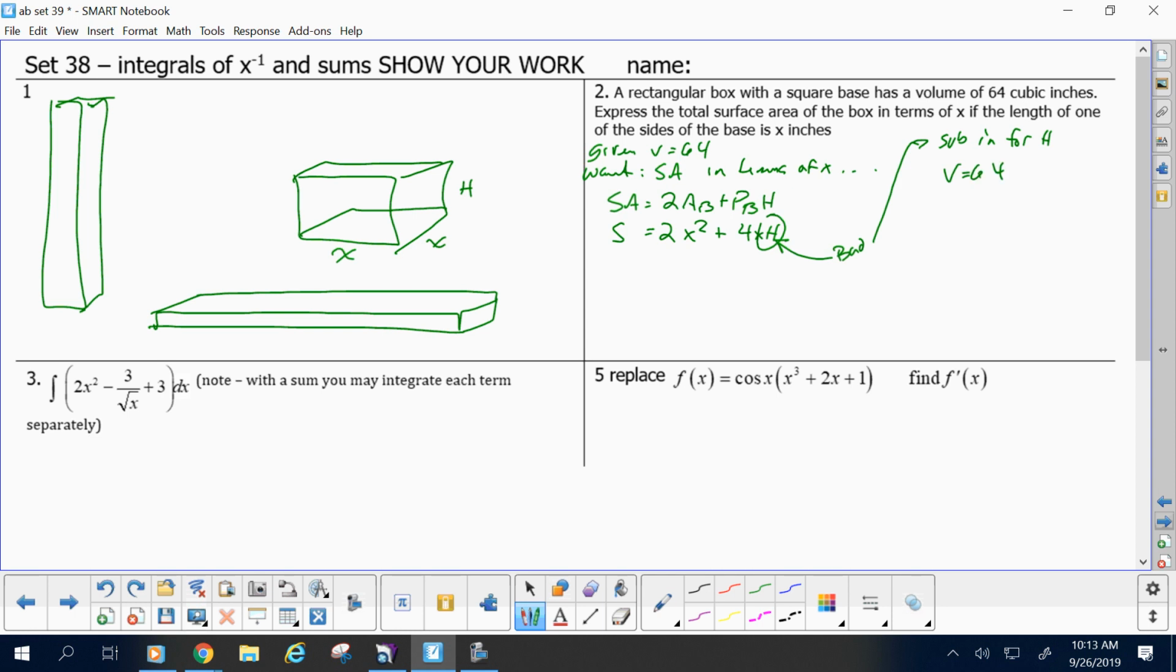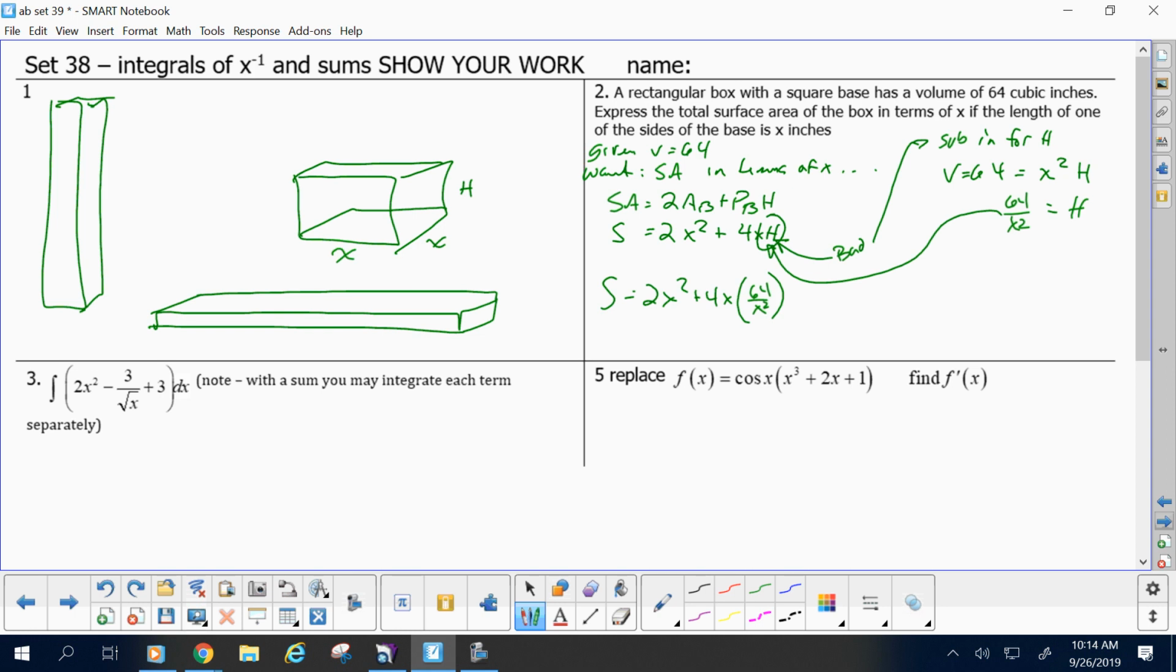The volume of 64 is equal to x squared h. Should I solve that for x squared or solve it for h? H. Yeah, h is 64 over x squared. So if that goes in there, then S is 2x squared plus 4x times 64 over x squared. And for this problem, that's it. That's all you're supposed to do.